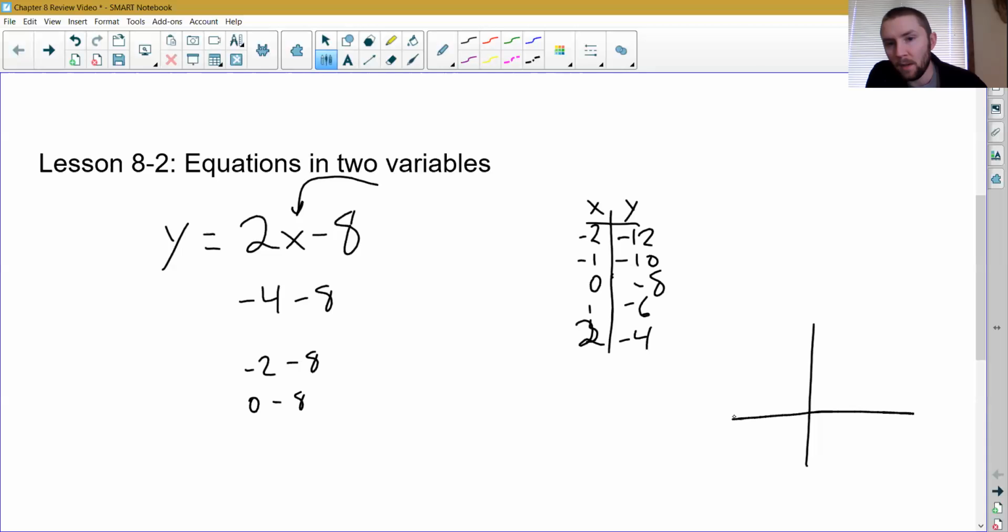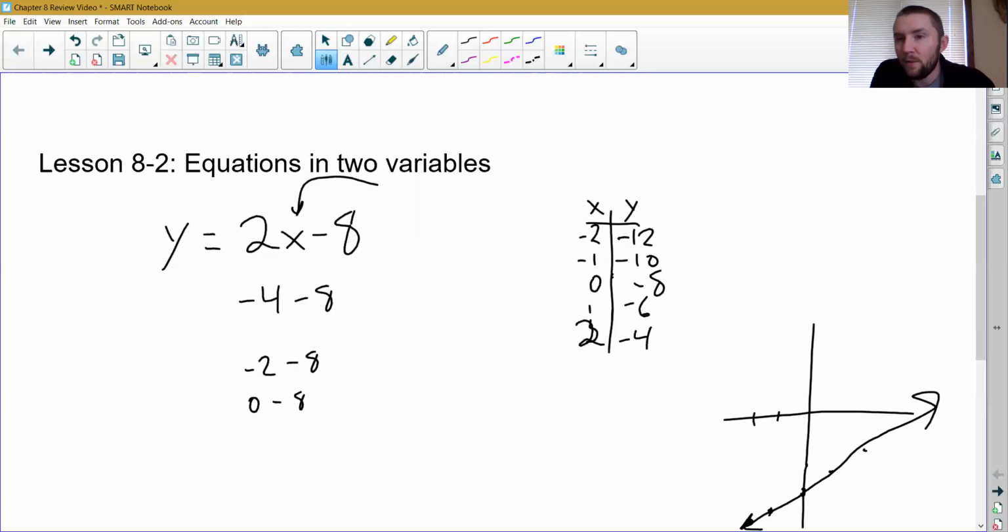So we would make ourselves a coordinate grid. We would have -2 in the x, go all the way down to -12 in the y, and put a point. At -1, we would be at -10. At 0, we would be at -8. At 1, we'd be at -6, and at 2, -4. And we would make this graph here.